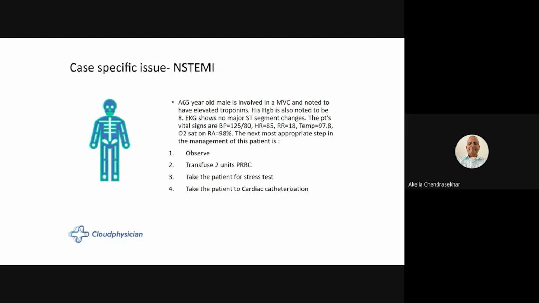So that's the question here, right? You got a 65-year-old male patient that's involved in an MVC, shown to have elevated troponins. He's having an NSTEMI, right? So in this patient, what you need to do is transfuse the patient so they're no longer anemic. You have to get them over hemoglobin of 10. So think about that. Next slide.